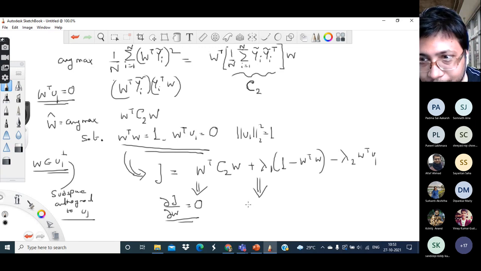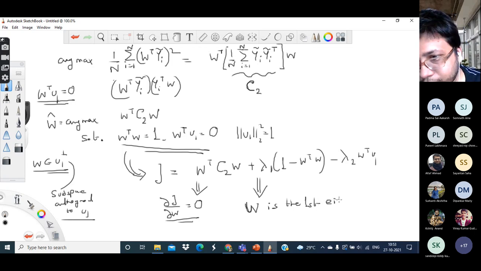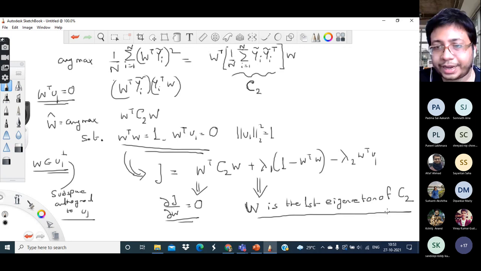again this w is the first eigenvector of C2. Yeah, this is what you will get. W is the first eigenvector of C2.